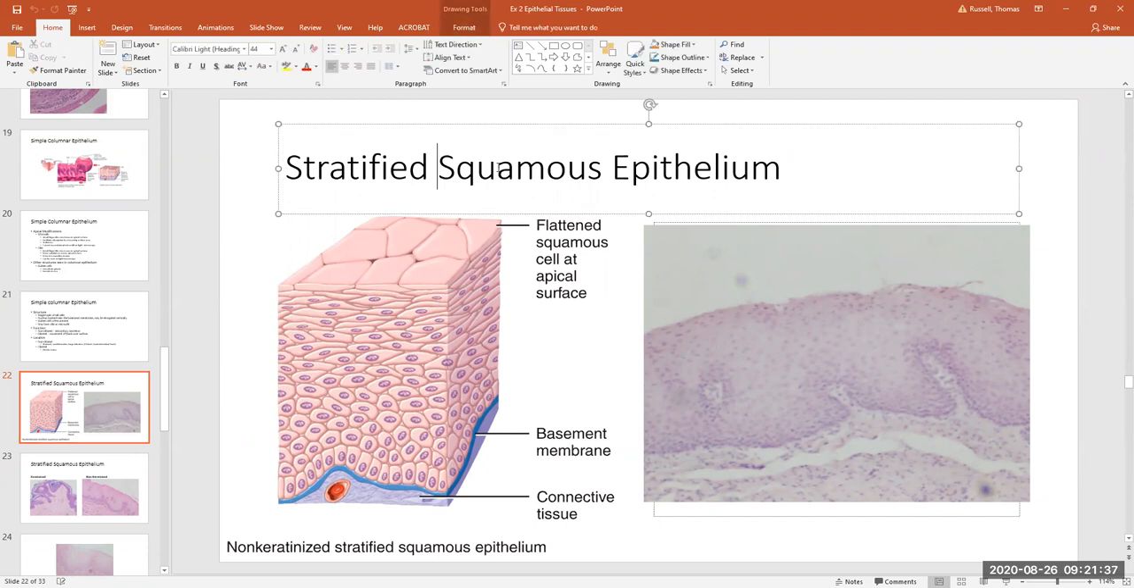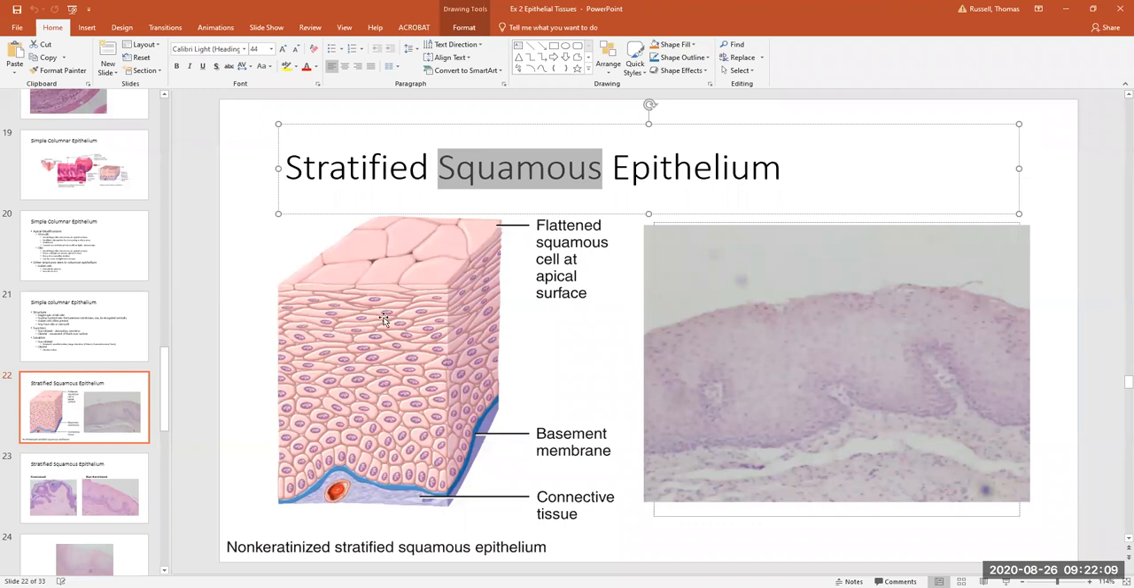It's called squamous because of the cells more towards the apical surface. As we go from the bottom of a tissue that's stratified to the top, the shape of the cells towards the top is typically how we name it. For instance, look at the bottom of this picture. The cells at the bottom kind of look like short columnar cells. As we move up, they start looking like more cuboidal cells. But as we move up, they're flattened out.